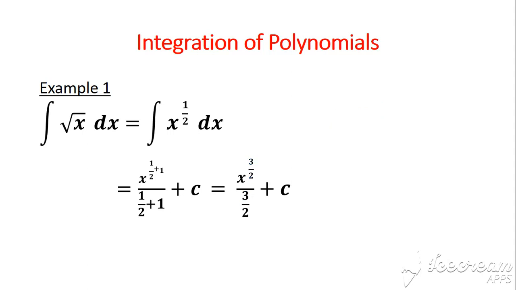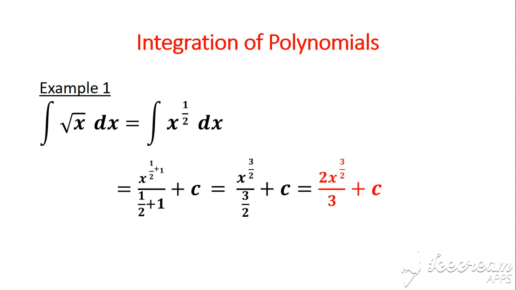Now, when we divide by fractions, remember that we multiply by the reciprocal. So a good quick way to sort this out is just to leave the 3 at the bottom and bring the 2 up and multiply it on the top. So we're going to end up with 2 times x to the power of 3 halves divided by 3 plus c.